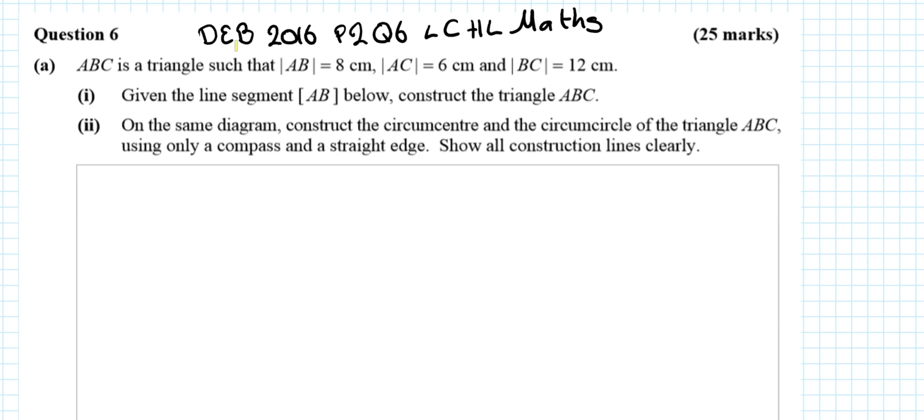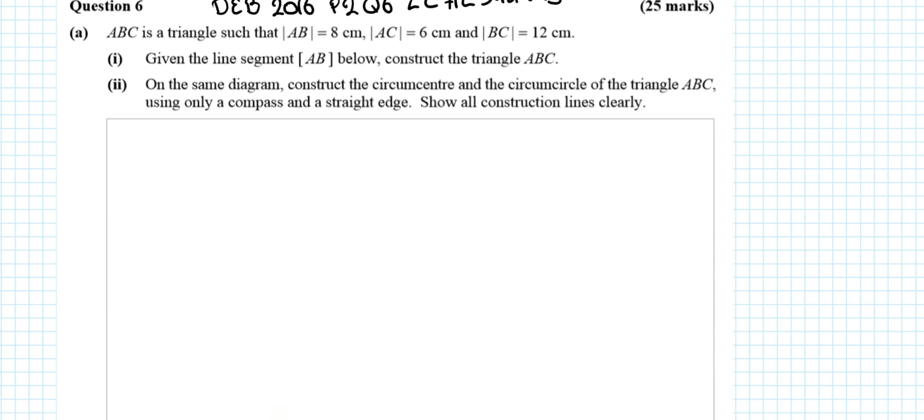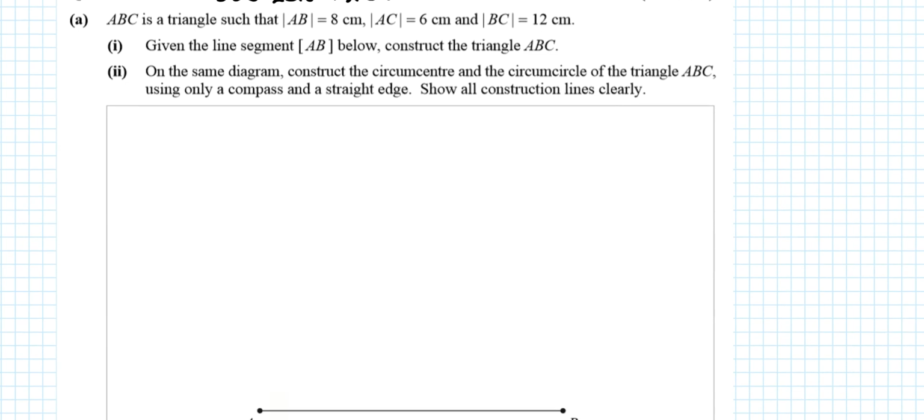Okay, this should be a fairly quick video. It's DEB 2016, paper 2, question 6, Leaving Cert Higher Level maths. ABC is a triangle such that AB is 8 centimeters, AC is 6, and BC is 12. Given the line segment A to B below, construct the triangle.